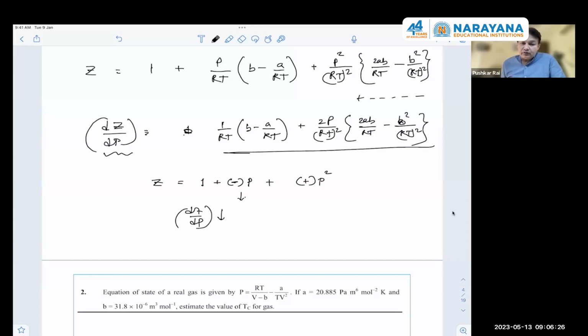Why? Because as P increases, this negative term is making Z lesser and lesser. But this positive term has less weightage. So when P is increasing, this term will become prominent only at very high pressure. As you keep increasing the pressure, the role of this becomes very important, and that takes the graph above. तो ये ग्राफ को ऊपर लेके जाता है.